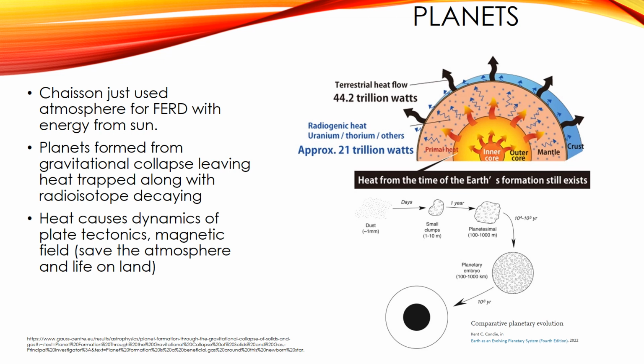So in terms of planets, Chaisson had used the atmosphere for the FERD with energy from the sun. But actually, if you look at the Earth, the energy inside the Earth is the heat inside. There are two contributions from that: the original gravitational potential and also the nuclear potential from the supernova radionuclides that are left in there. They're approximately equal, and so there's a flow outside. If you compare that to the mass of the Earth, it's very small compared to anything on this time scale, but it's very important.